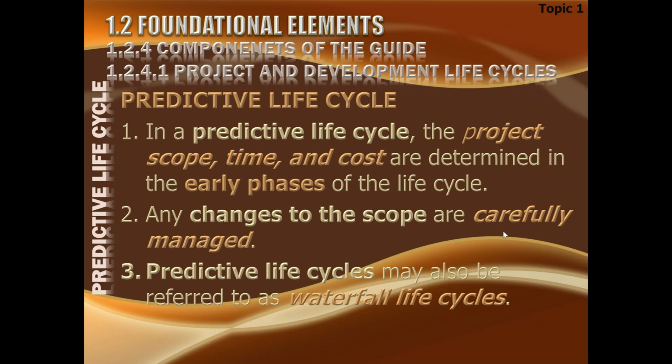Any changes to the scope are carefully managed in a predictive life cycle, and the predictive life cycle may also be referred to as the waterfall life cycle, which we normally refer to. Waterfall means just like a waterfall, water always flows from up to down. So once it has passed a stage, it cannot climb back up. So this is what the waterfall model is. Whatever you have to do, you plan first and then you do it and you keep doing it. So you keep traveling downwards.